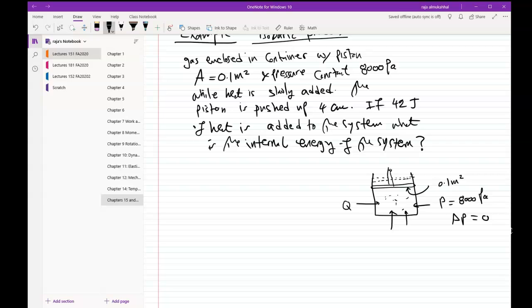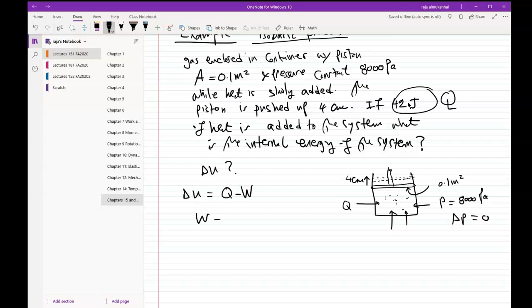You get that? Okay, now he said while heat is slowly added, the piston is pushed up 4 centimeters. So it's going to move up by 4 centimeters here. And then he said the amount of heat, the Q here, that is added is 42 joules. Now he's asking for what is delta U? Get that? Well, we can just use the first law of thermodynamics, delta U equals Q minus W.